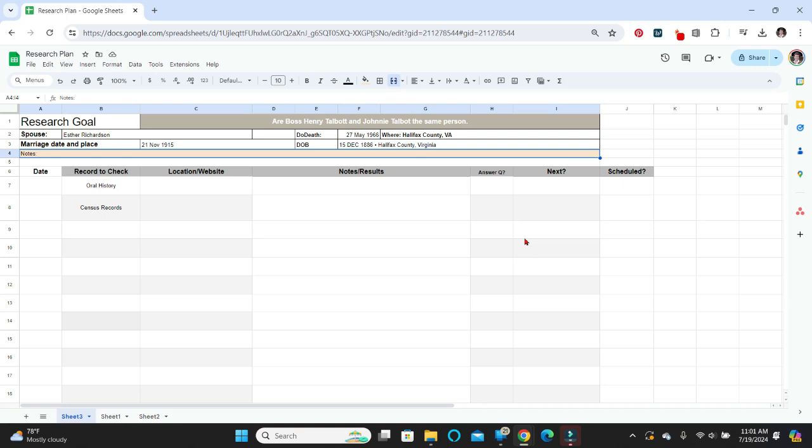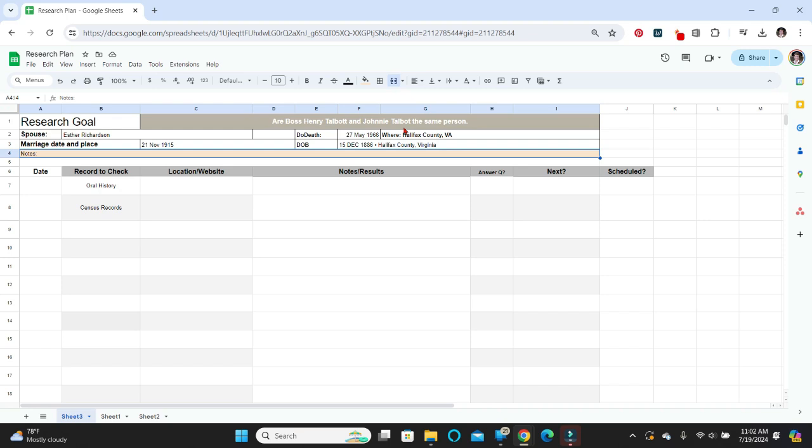Anywho, so we're over here. I've got my research plan here, and I keep this as a template, and then I can just copy it and reopen it up. And I went ahead and started filling this one in a little bit for you. So I always start up here with my research goal. And in this case, what I need to know, I'm looking at my ancestor whose name is Boss Henry Talbot. Yes, that's his name. He was never the boss of anything that I know of, but that was his name. And also the name Johnny Talbot. And what I need to know and want to know is, are they the same person?